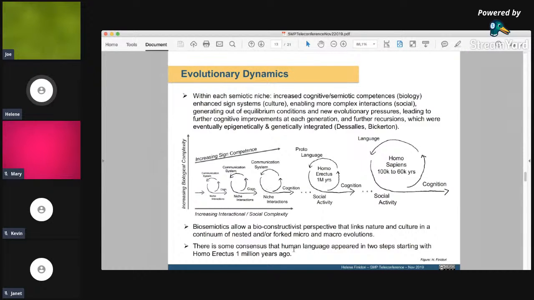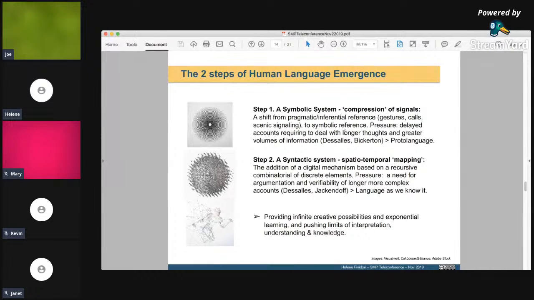And this biosemiotic approach allows a bioconstructivist perspective that links nature and culture in a continuum of nested and forked micro and macro evolutions. So the two steps, and we'll see how it's important to us now: the first step is the emergence of a symbolic system which compressed signals and shifted from a pragmatic inferential reference system, which is directly inferable because totally close to the experience, to a symbolic reference.